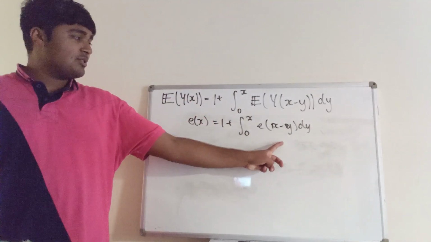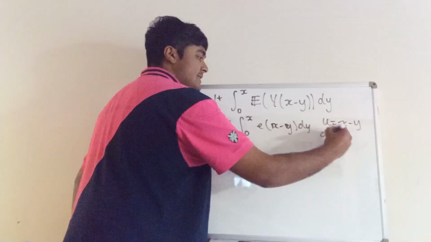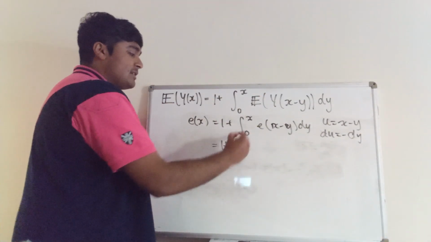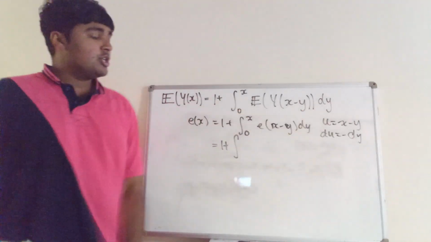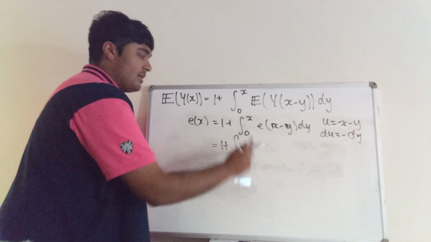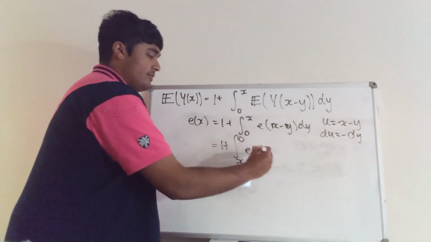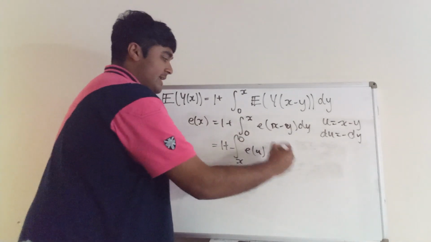Let's just do a u substitution on this. We're going to do u equals x minus y. So that gives us that du is equal to minus dy. So this right-hand side becomes 1 plus the integral from, when y is 0, u is going to be just x, and when y is x, u is x minus x, which is 0, of e of u dy, which is minus du. So the minus goes here, du.